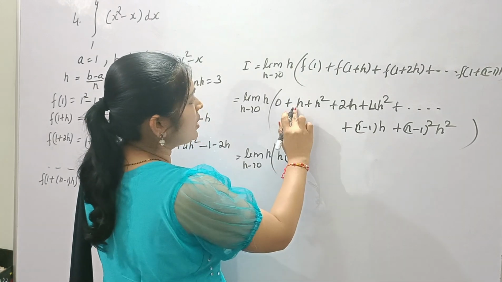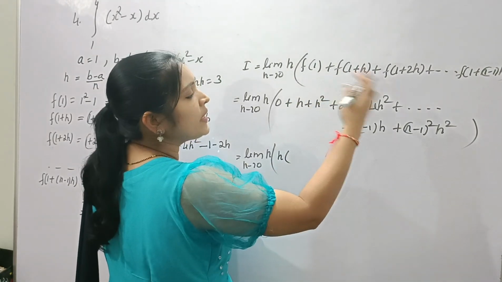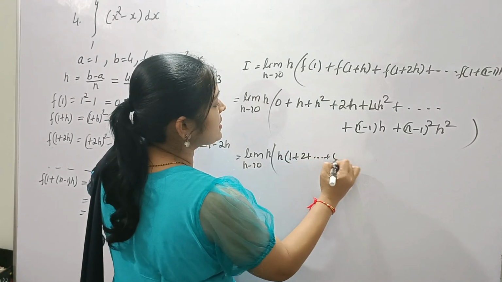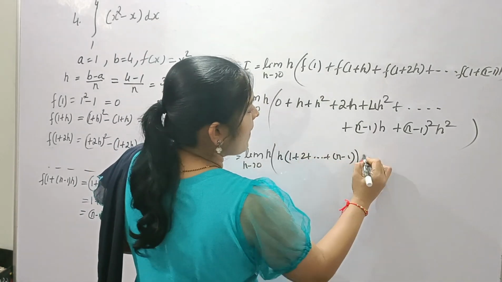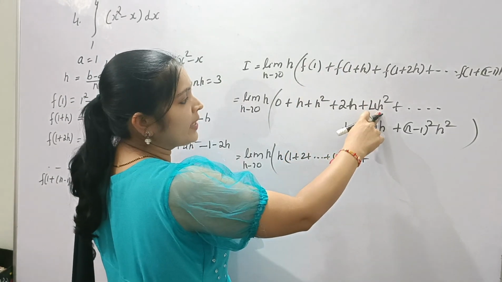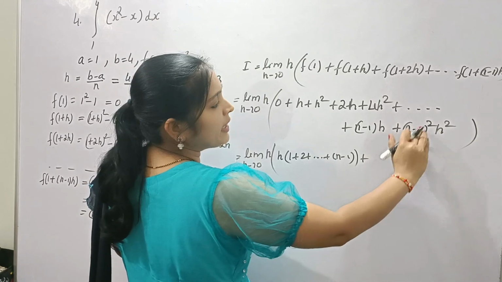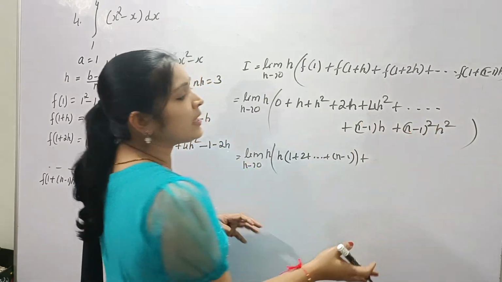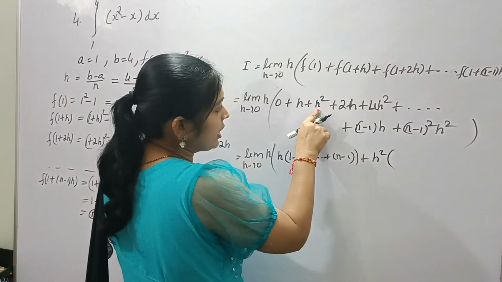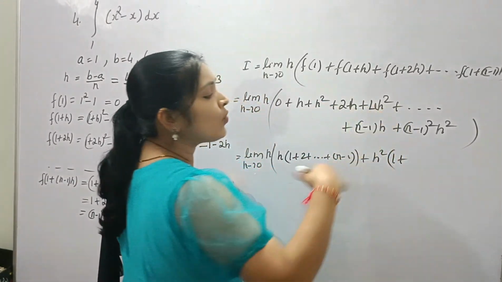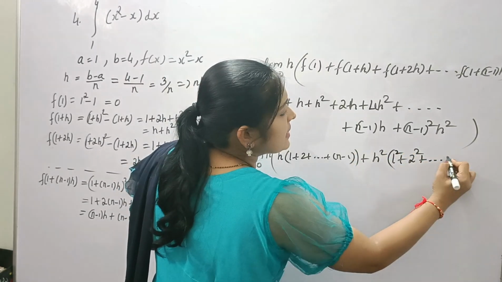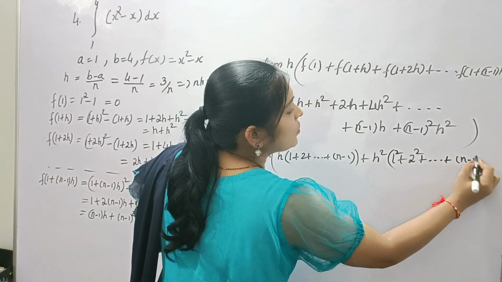So h into, here it will be 1 plus 2 plus 3 plus etc. n minus 1. Okay. 1 plus 2 plus etc. plus n minus 1, plus here next term, that is h square, next 4h square, after that etc. n minus 1 whole square h square. In those terms here h square is common, so we can take h square outside. So remaining here it will be 1 plus 4. 4 can be written as 2 square. Okay, 1 can be written as 1 square plus etc. plus here n minus 1 whole square.